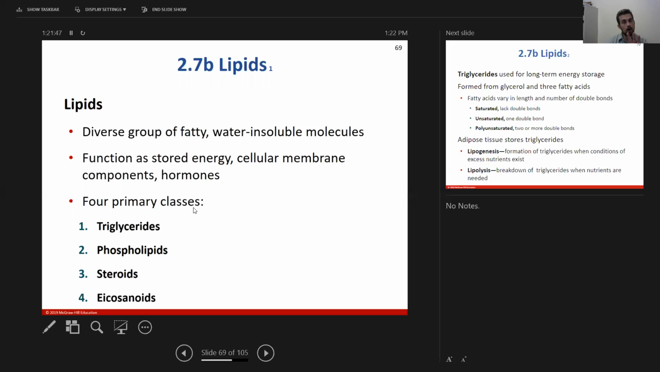We have 4 classes of lipids, and there's some word association that you guys need to do with these terms, right? Lipids are fats and oils, and you've got triglycerides, phospholipids, steroids, and eicosanoids.